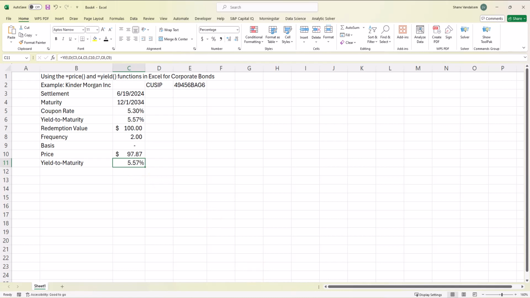So hopefully this is helpful for you if you're learning how to use the price and yield functions in Excel for the basis of valuing or determining the required rate of return on a bond. Please let me know if you have any questions.